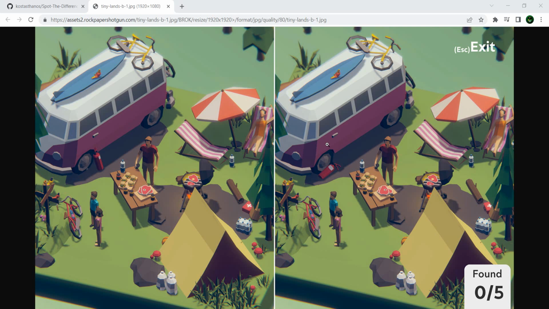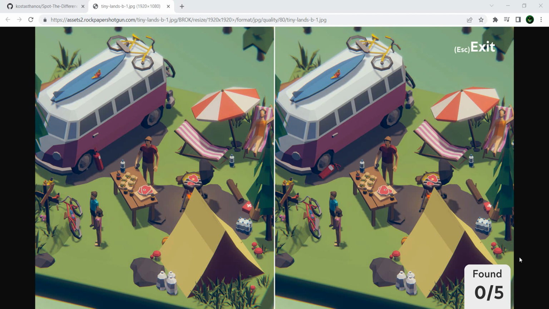Quick question. If I were to ask you, what are the 5 differences between image number 1 and image number 2? Okay, excuse the escape and exit and the found 05, but can you spot the 5 differences? Write in the comments or mark in the pictures and then write in the comments what are the 5 differences.